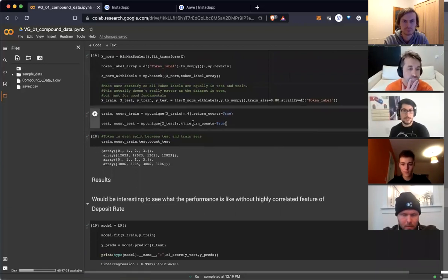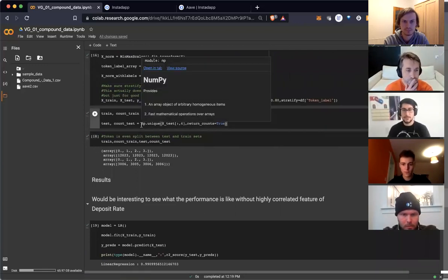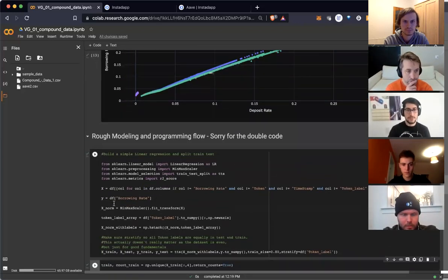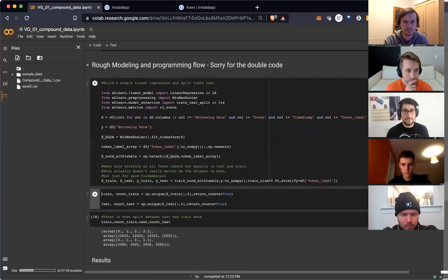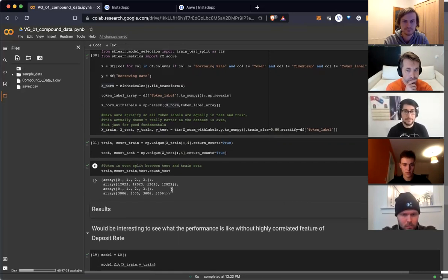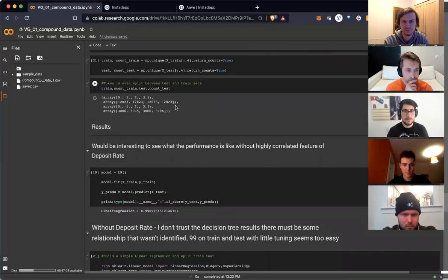Then, just to validate that, because I don't think I've been running some of these cells. There we go. Just to show what the quantities are within each test and train. So that's 80%, 20%.